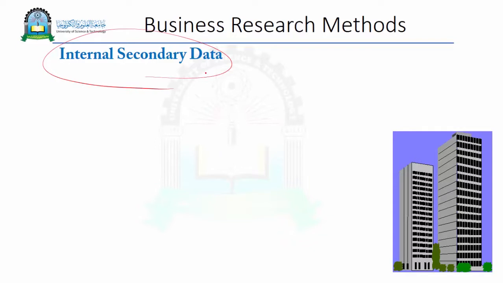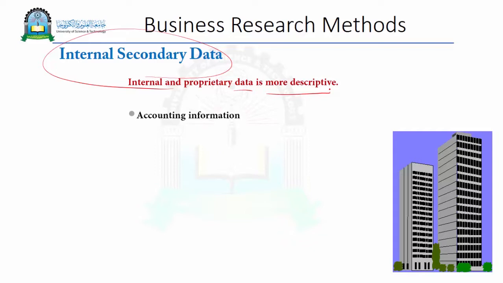Talking about internal secondary data, that means we are talking about data collected by the researcher from the company he is working in, taken from the units or the departments in that company. So internal and proprietary data is more descriptive, and it is taken from the units of the company that the researcher is working in. So it's like accounting information.